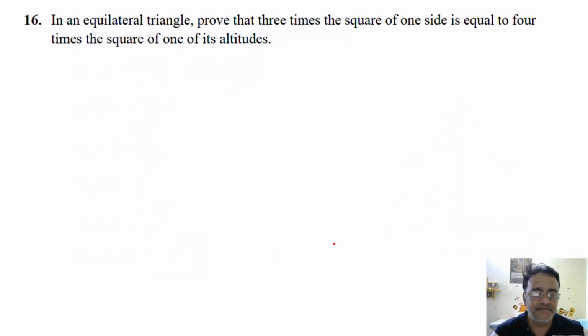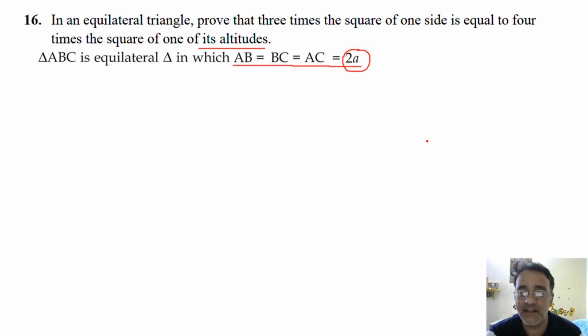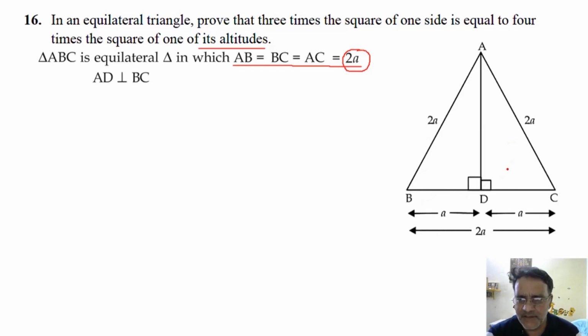Question number 16. In an equilateral triangle, prove that 3 times the square of one side is equal to 4 times the square of one of its altitudes. Okay, so I'm going to take AB equal to BC equal to AC equal to 2A. One student asked me why you took 2A, why we can't take A, why we can't take 3A. So you can take A also, you can take 3A also, but in order to make our answer simple, I'm going to take 2A.